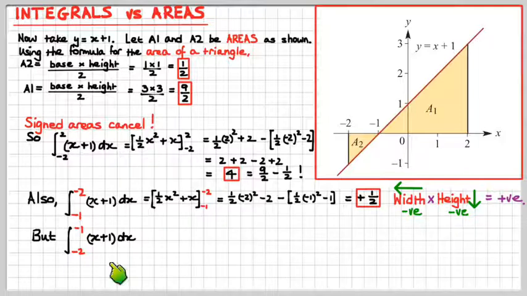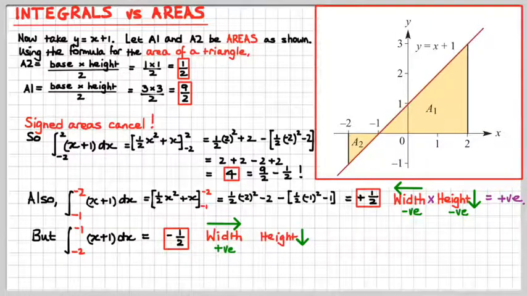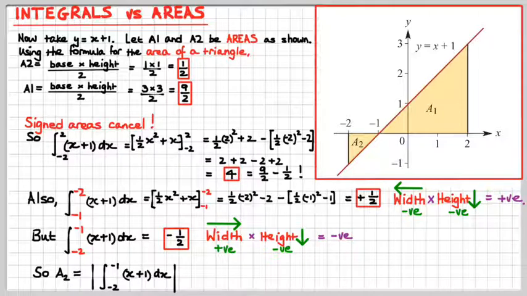Now, what am I saying here? The integral from -2 to -1, that's going that away to the right, would be negative. Yes, it's -1/2, okay? Because you've got a positive width times a negative height, right? Multiplied together to give a negative. Yeah? Okay. Okay, I think you get it now. Sorry if I'm being boring, but I really want to get this point home to you so you don't make the mistake that a lot of students do with this sort of stuff. Now, the area, A2, is the modulus, or the absolute value of that integral, right?